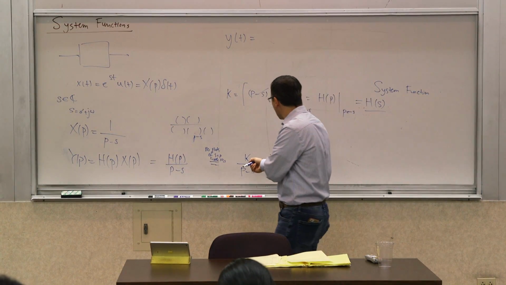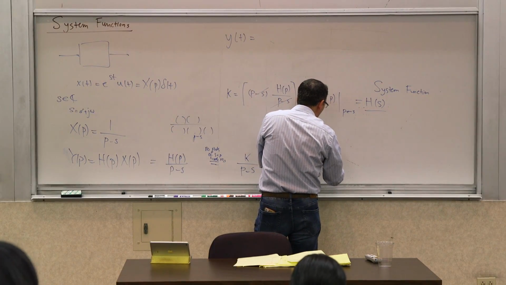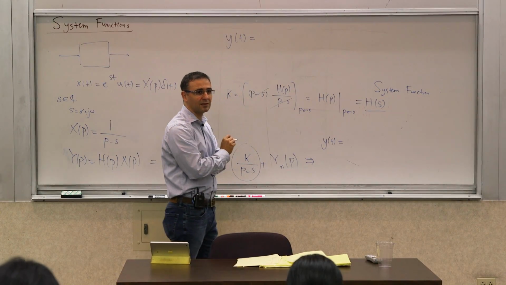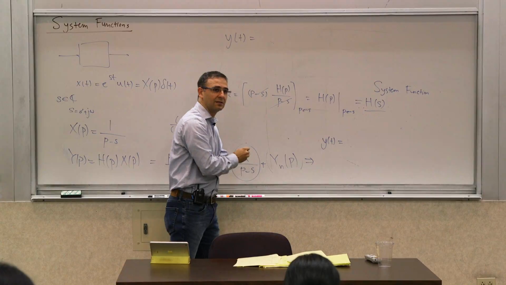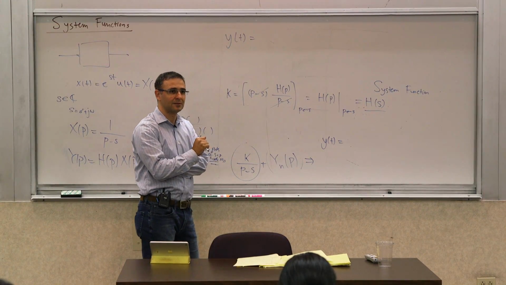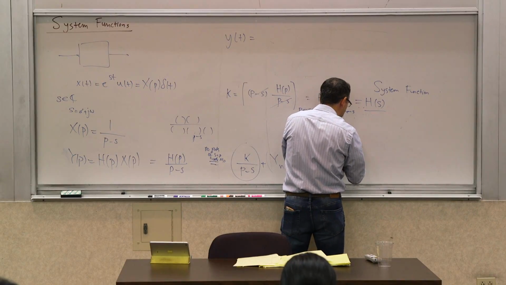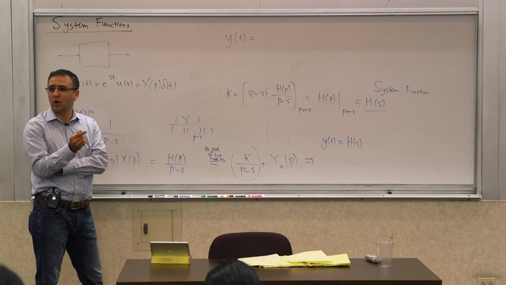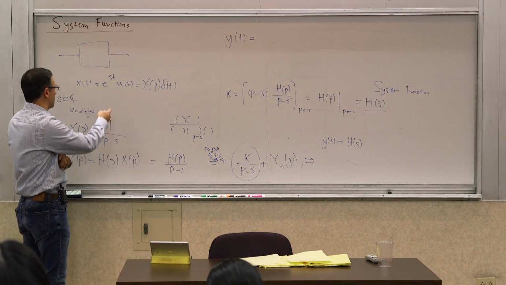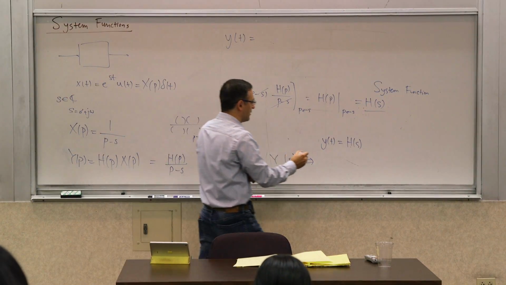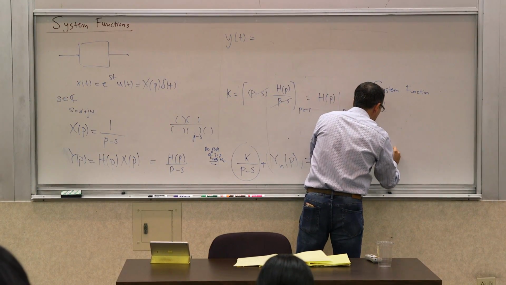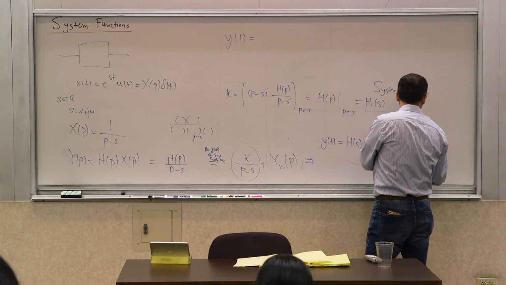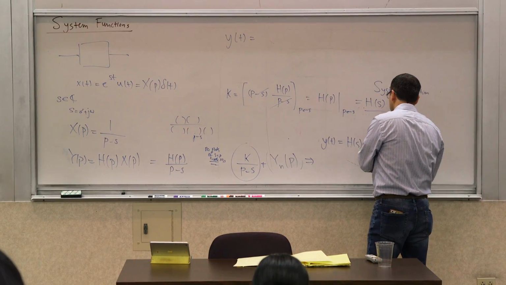Why is this important? Because now if I look at the response of this, what is Y of t? Y of t is going to be this operating on a delta, plus this operating on a delta. What is this operating on a delta? Well, I know K is H of s. And then what is the response of a system with an operator 1 over p minus s? E to the st u of t, plus whatever this is operating on delta of t, which I show with lowercase y sub n of t.